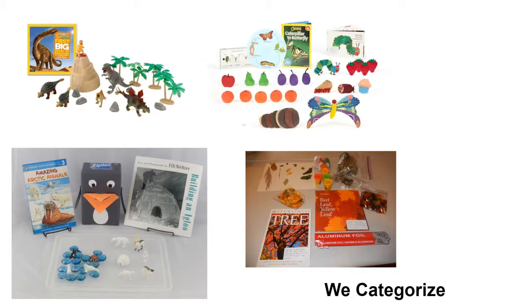So like in the lower left side, we see animals that live on the land versus animals that live in the sea. In the upper right, we learn about the various stages of the life cycle of a caterpillar and different kinds of fruits and vegetables categorized.